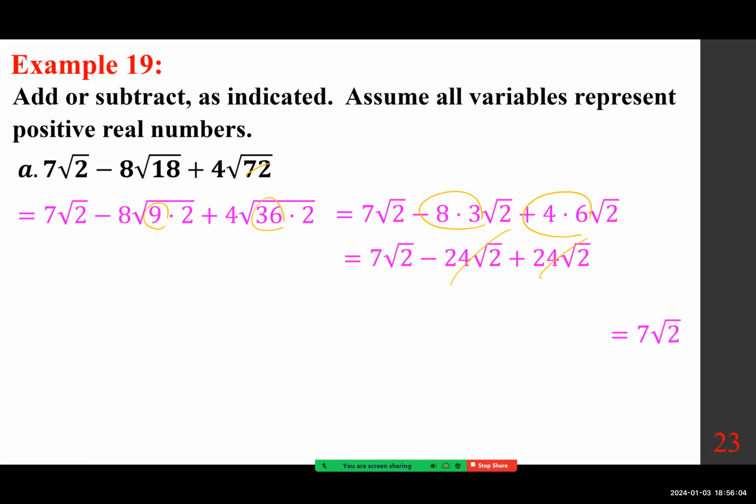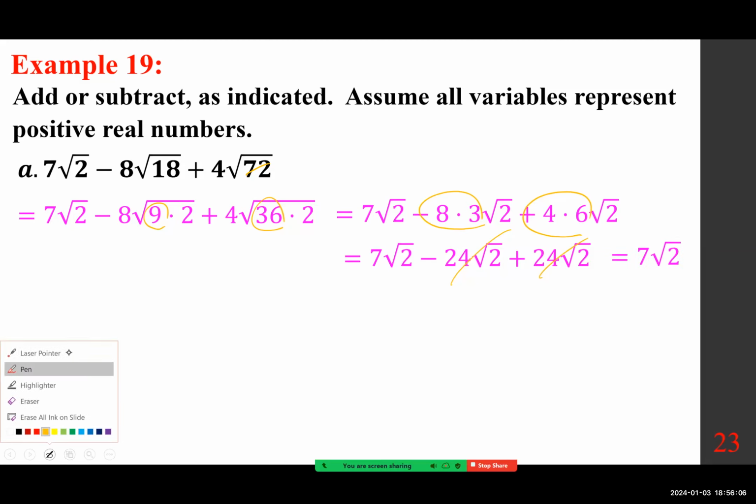We have 7 square root of 2. By the way, it's important if you want to combine terms in this case, the radical part must be the same. So 7 minus 24 plus 24 is 7.